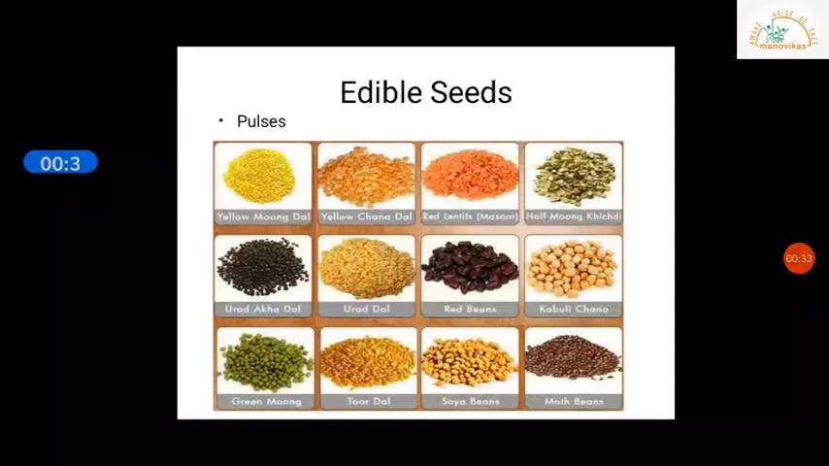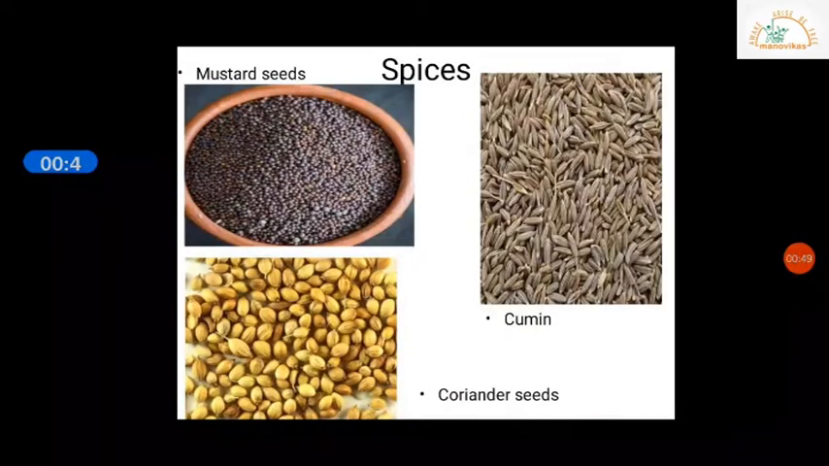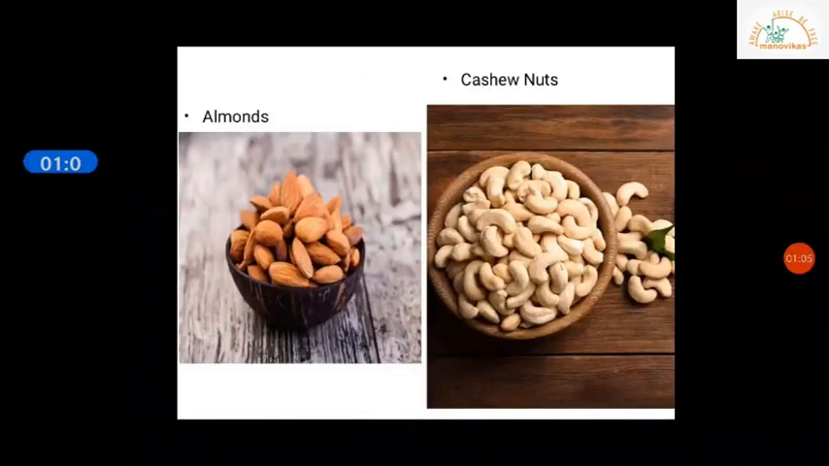Let us look at the different kinds of edible seeds. Pulses. Some examples of pulses are urad dal, red bean, kabuli chana, soya bean, etc. Cereals. Wheat, rice, oats are some examples of cereals. Spices. Mustard seeds, coriander seeds, cumin seeds are examples of spices. Oil. Sunflower seeds, coconut, groundnut are used to extract oil. Some seeds are eaten raw, for example, almonds and cashew nuts.